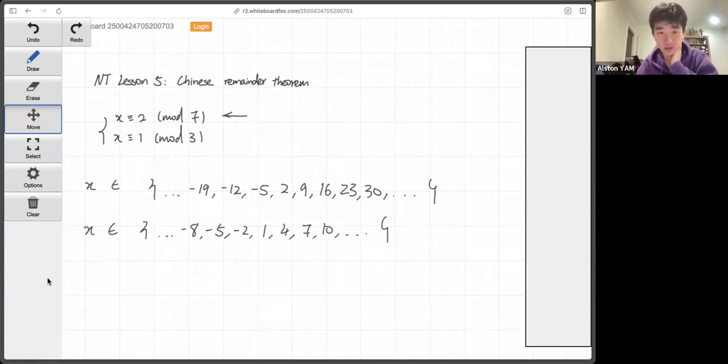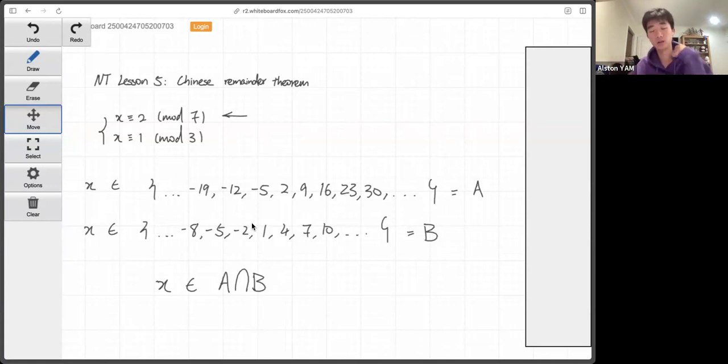So x must satisfy both of these things, right? If we call this set A and we call this set B, then we just have the condition that x must be in the set A intersect B. This symbol just means I'm taking the elements that are common to both of these sets, and then we're saying x must be in that set of intersection.